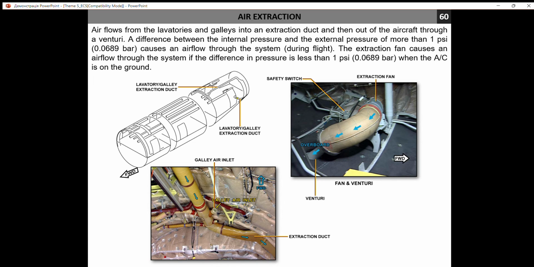And on this picture you may see an installation of such an air extraction unit on the board. So we have a galley air inlet that will be connected with a separate unit, and then by the extraction duct it goes outside from the cabin overboard.